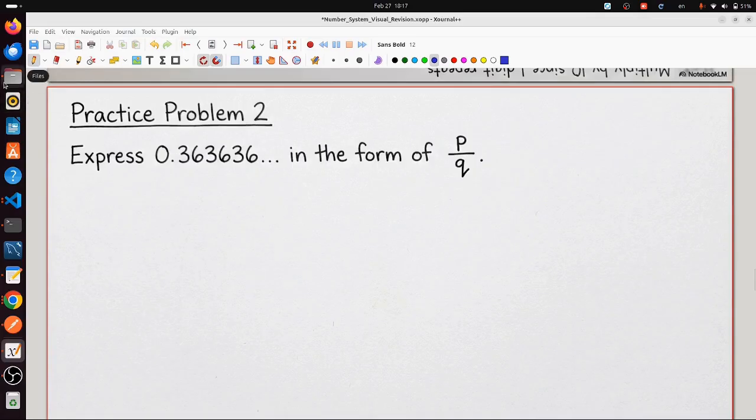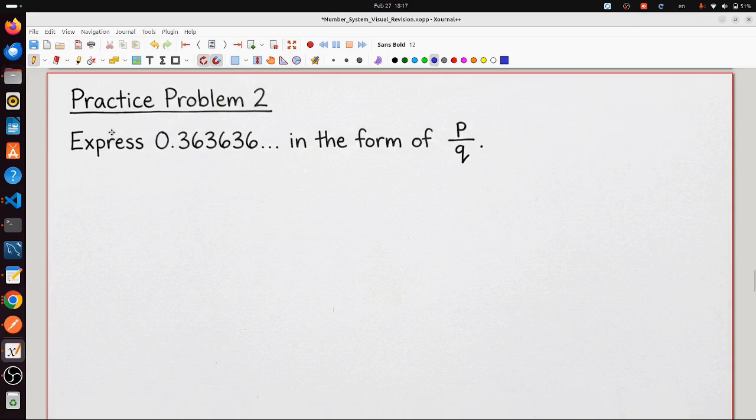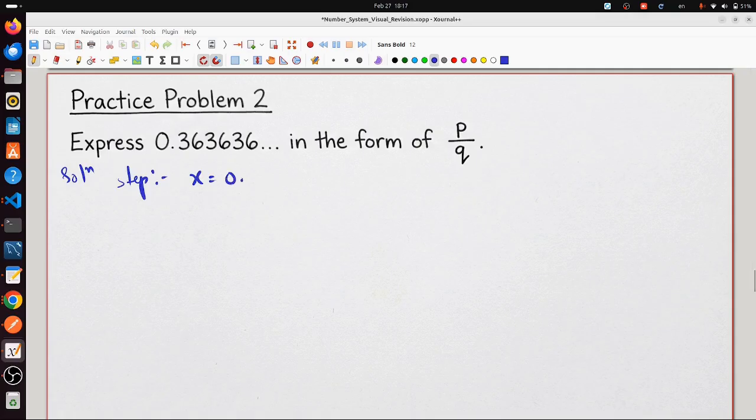So how can we solve this second problem? One minute, I am going to scroll a little bit. Okay, let's take the second problem. What is step 1? We need to take the value x as the given question, that is 0.363636 dot dot dot. See here, how many digits are repeating? 2 digits, 3 and 6, right? That is 3636 is repeating, or we can write x equal to 0.36 bar also.